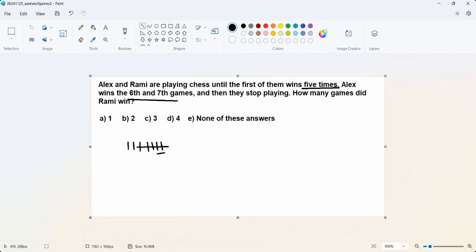We don't know which 5 he has won, but let's just cross out and see. Let's just subtract 5 from 7, and we are left with 2. So 7 minus 5, which is 2. So Rami has won 2 games. So this is our answer. So Rami has won 2 games.